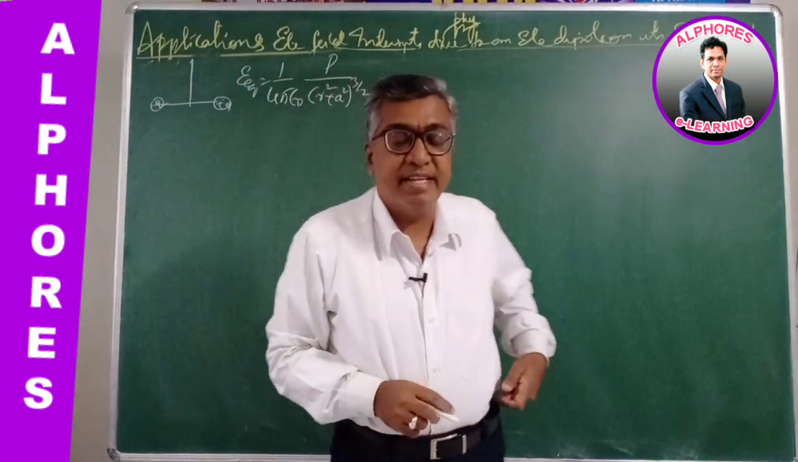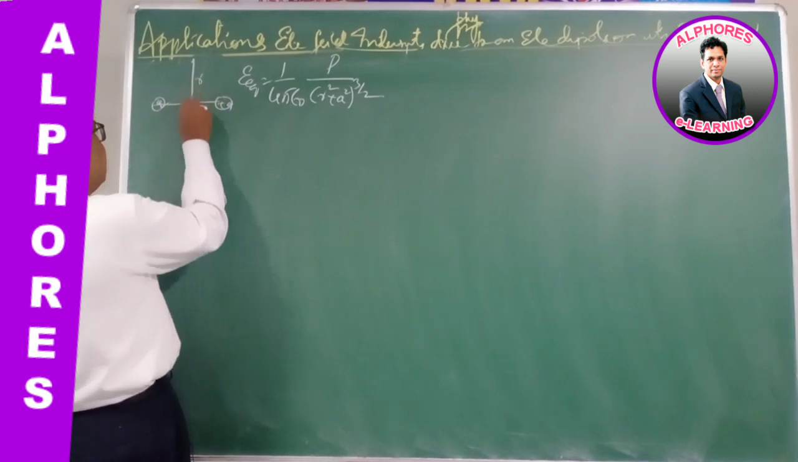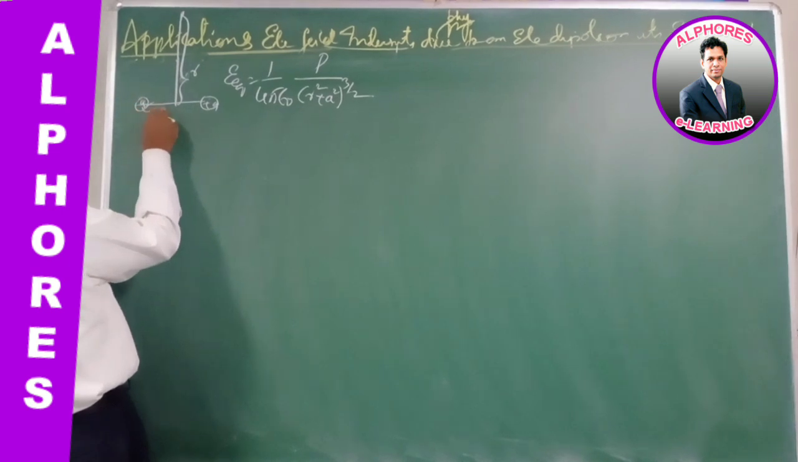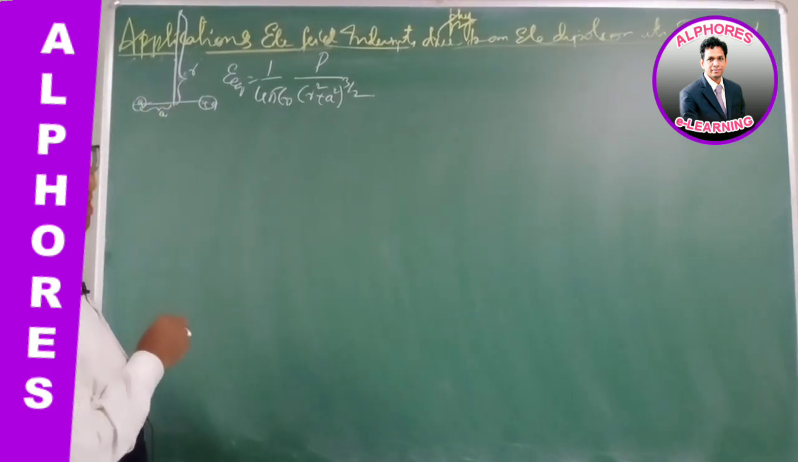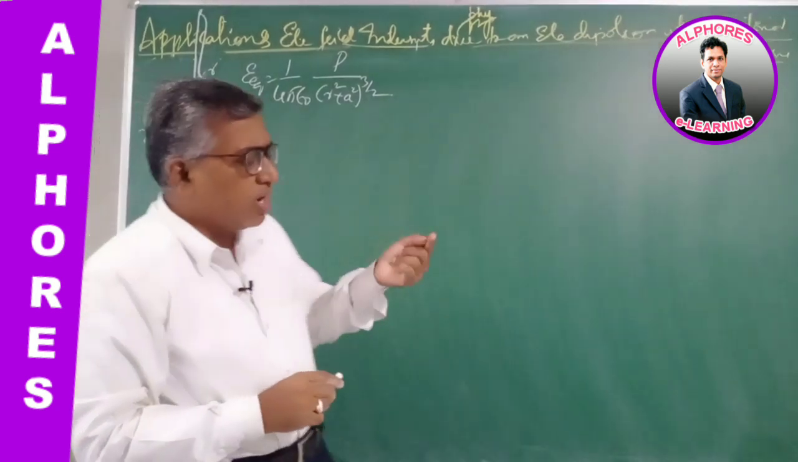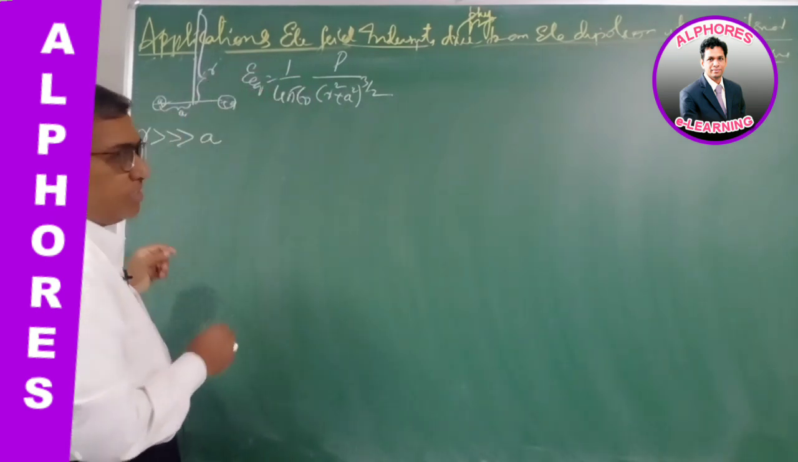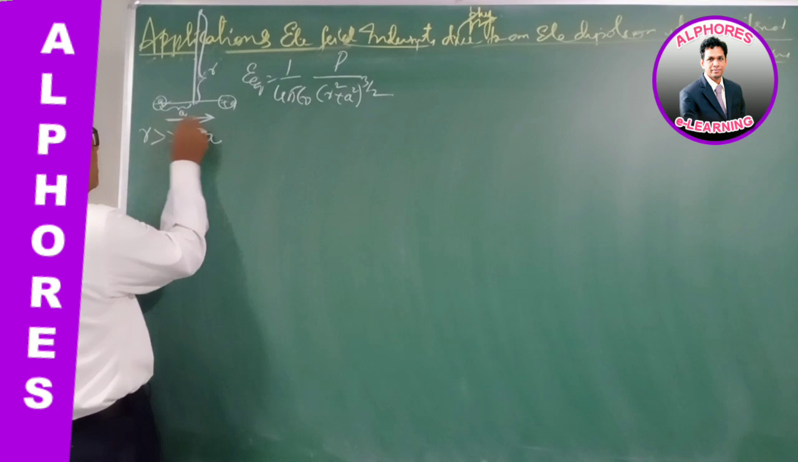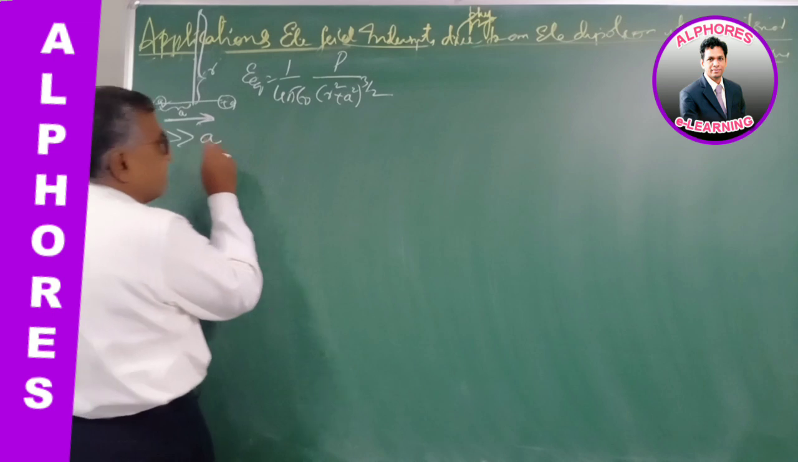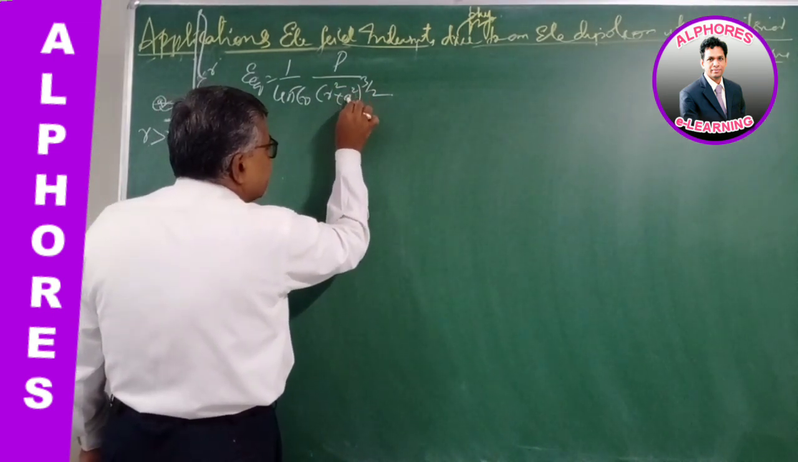Now what if it is a short dipole? If it is a short dipole, in the sense the distance of the point, r, is very much greater than the distance between the charges. R greater than a. The distance between the charges in a dipole is very small compared to this, so this is a short dipole, represented by a bold arrow like this. So for this, r is very much greater than a, so neglecting a, a is very small compared to r.